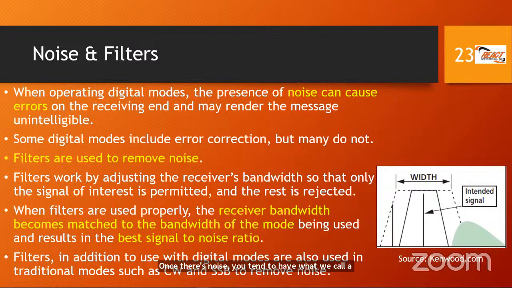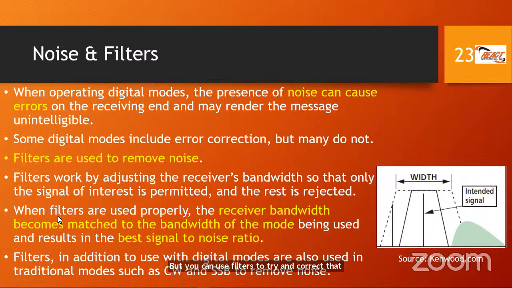And therefore, when that error rate is too high, you might get garbage or garbled text showing up on your screen. Remember, digital modes use a computer to send and receive signals. So on your computer screen, you may see all sorts of gibberish if the noise levels are too high. But you can use filters to try and correct that situation.